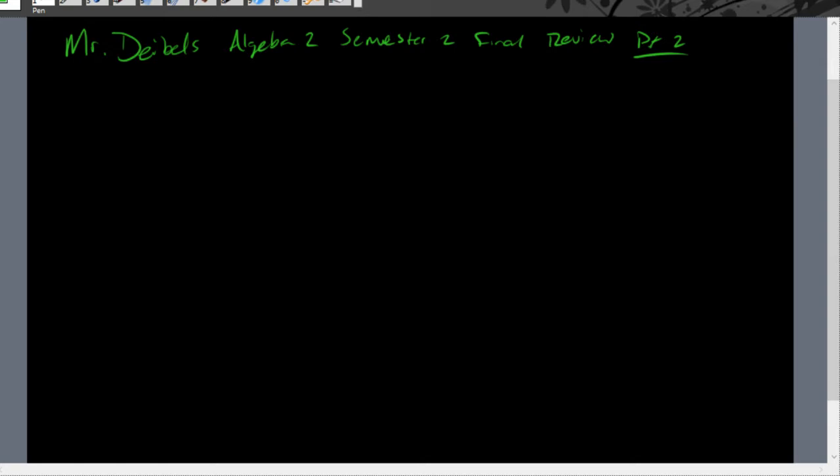So I'll be working problems out of my Semester 2 final review, and on part 1 we did 1 through 10, which was about converting to and from rational exponents. But here on number 11, we're going to be simplifying radical expressions.